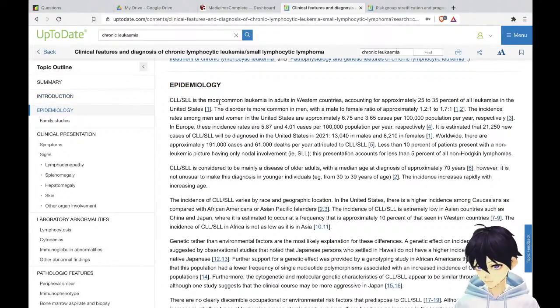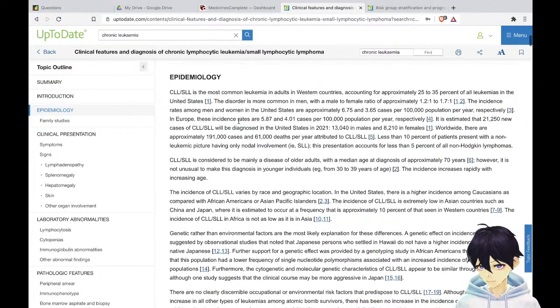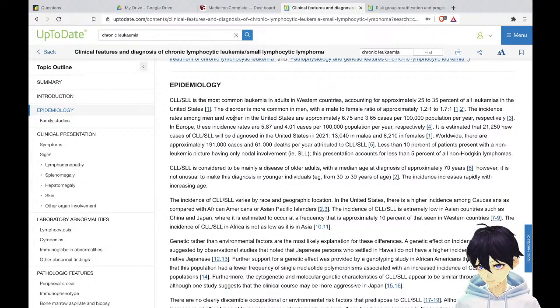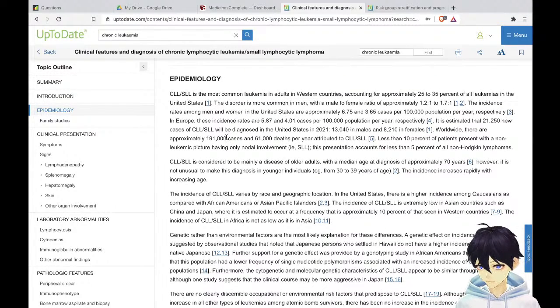Epidemiology. CLL, SLL is the most common leukemia in adults in Western countries, accounting for approximately 25 to 35% of all leukemias in the United States. So this is another adult leukemia, chronic lymphocytic leukemia. So out of all these, only ALL is common in children then.